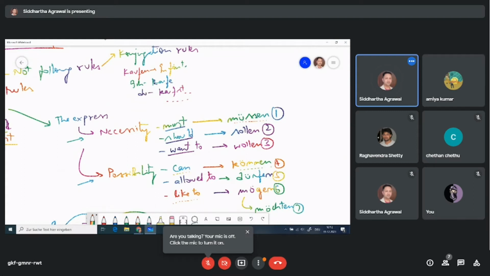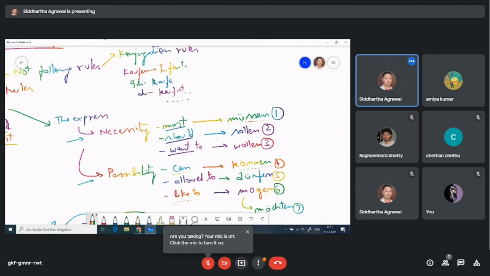Their counterparts exist in German as well, which are not one-to-one exact counterparts, but still they represent them. So the must in English becomes müssen, M-Ü-S-S-E-N, sollen, wollen, können, dürfen, mögen. Now mögen is again mutated into möchten, which is a more polite form, you can say. I will tell you later on.